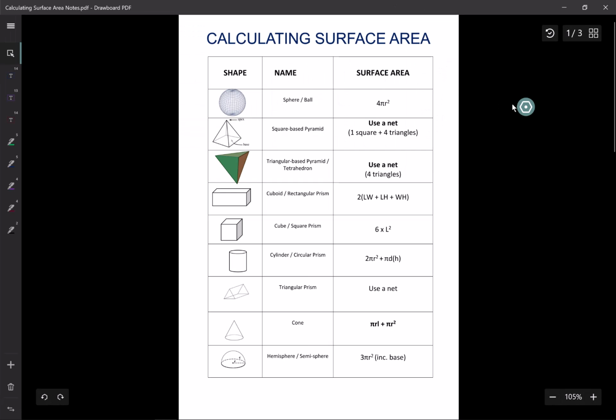So for calculating surface area, some of the shapes you'll need to use a formula, and other ones you don't necessarily need to memorize or use a formula. You just got to use the definition of surface area.